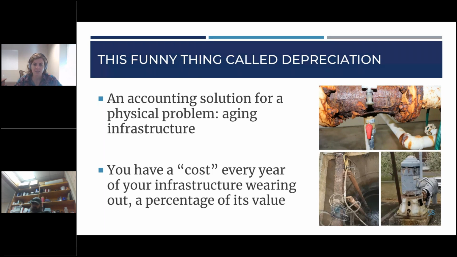And so typically every year, the depreciation that shows up in the financial statements is the cost associated with your infrastructure wearing out, and it's some percentage of its value. And what you can see on the right is essentially infrastructure that has aged, right? And so in theory, if we have this cost associated with the loss of value of this infrastructure year over year, again, it's some amount of money that we might be setting aside for capital improvements in the future.